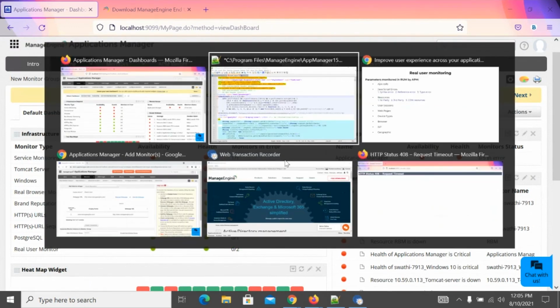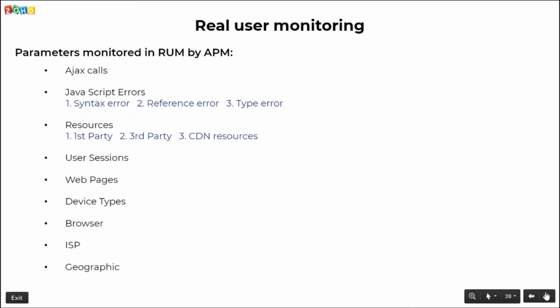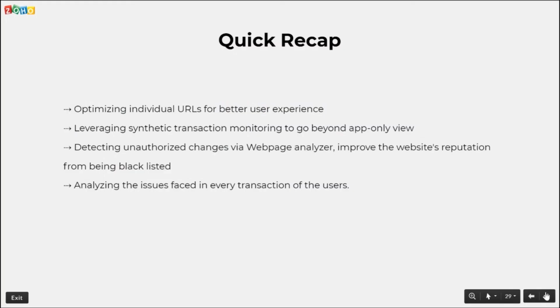Let's do a quick recap on whatever we have explained in today's session. The first topic we saw was how to monitor a URL for better user experience. The second topic we saw was real browser monitoring, where we were able to monitor beyond the application view. The third topic we saw was the web page analyzer, which gave us more information on how the page speed gets affected. Also, we had seen brand reputation, where we can monitor if there is any malicious activity happening on a website.